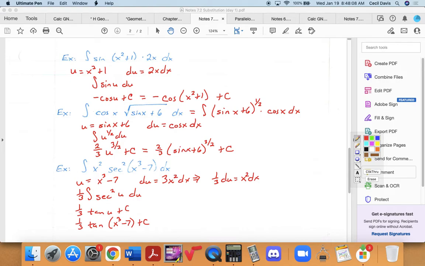Now, could you undo the chain rule on this? Yes. What I would do to undo the chain rule on this is I would rewrite it as the integral of secant squared of x cubed minus 7 times, what do I really want this to be if the inside part is x cubed minus 7? 3x squared. I really want it to be 3x squared. Well, but I've multiplied by 3. So to keep it equal to its same value, what would I have to do? Multiply by 1/3.